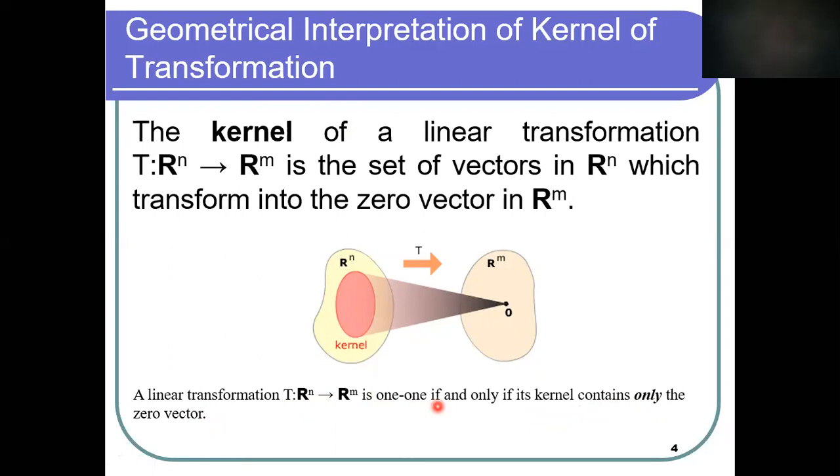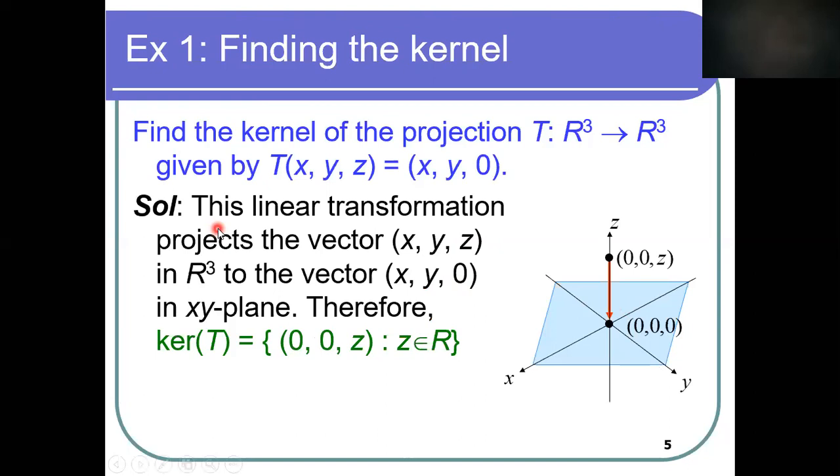Otherwise, it is not always the case that the kernel is only zero. It may be non-zero. So, dear student, the kernel of transformation is fundamentally all those elements of Rn that, when you apply T on them, map onto the zero element. So let us take one example. You have some projection as we discussed in our previous lecture. This is just a projection of a point in space onto the xy plane.